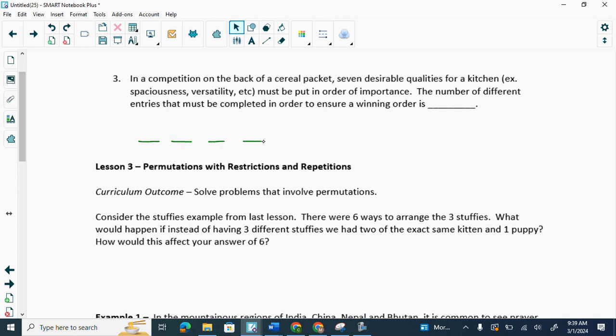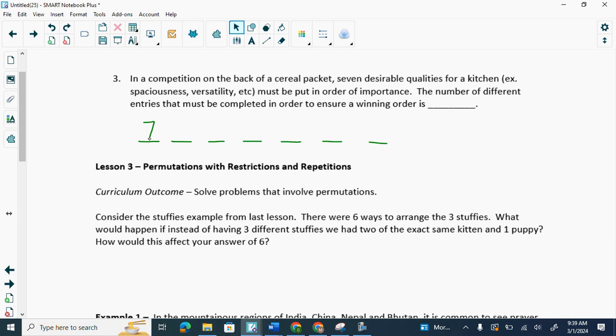So, it says the entries must be completed in an order, must be put in an order of importance. And then that order gets you a winning order, right? So how many options do we have for the first place? 7. So this is the maximum amount that you would have to actually draw in order to get a winner, if everyone had to put in a different looking ticket, right?